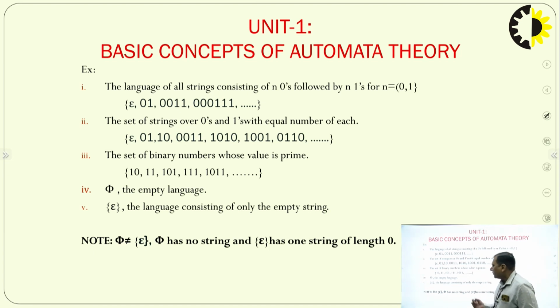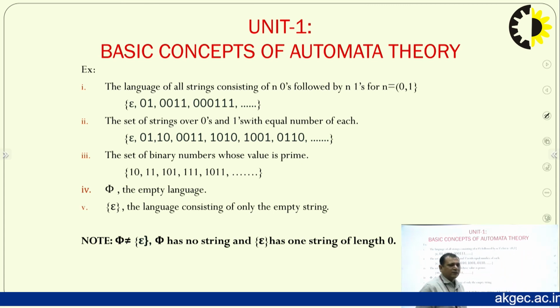Number 4, the empty language. It is also a language, right? And number 5 is epsilon, the language consists of only the empty string. Here we can note that phi is not equal to null, because phi has no string and null has one string of length 0. तो phi के अंदर हमारा कोई भी string नहीं होगी, null के अंदर एक string होगी जिसकी length 0 होगी. That we have to understand. They are not equal.